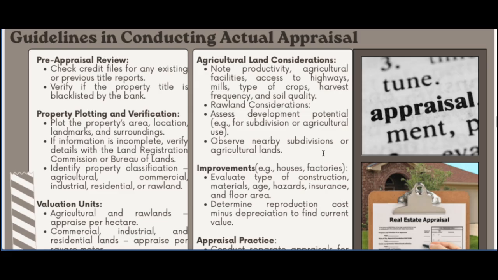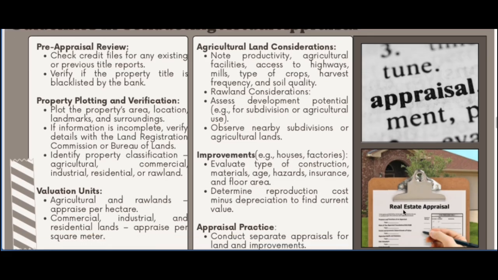Now let's talk about valuation units, how different types of land are measured for appraisal. Agricultural land and rural land are appraised per hectare. Commercial, industrial, and residential land are appraised per square meter. When dealing with farms or undeveloped plots, agricultural land considerations come into play. Note productivity, agricultural facilities, access to highways, mills, type of crops, harvest frequency, and soil quality.